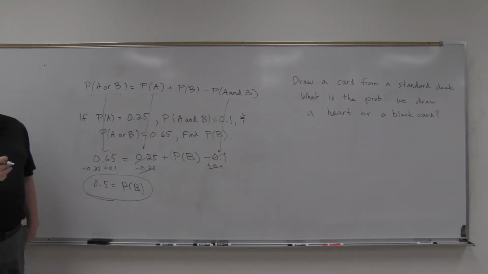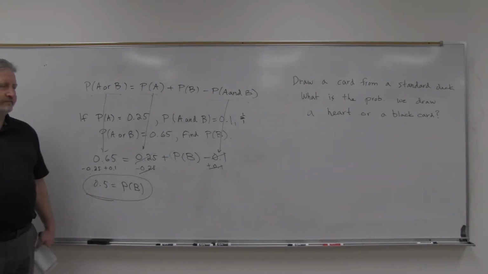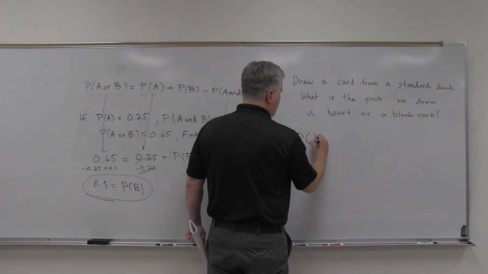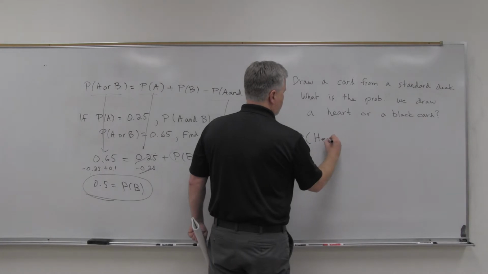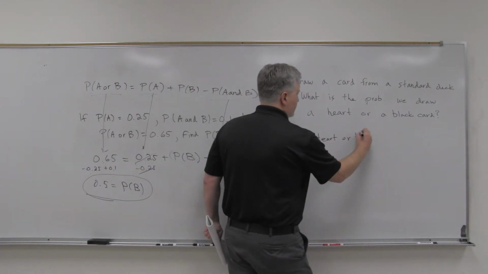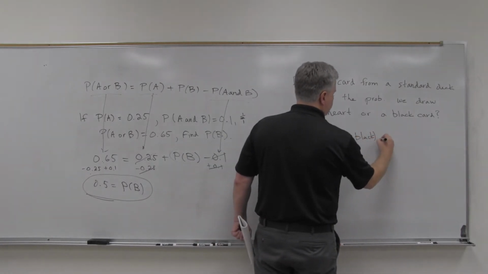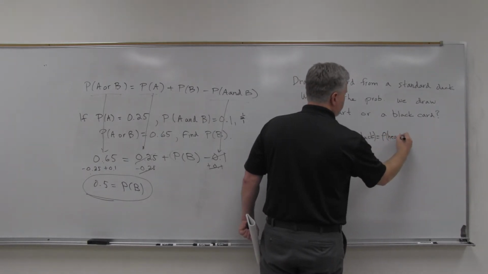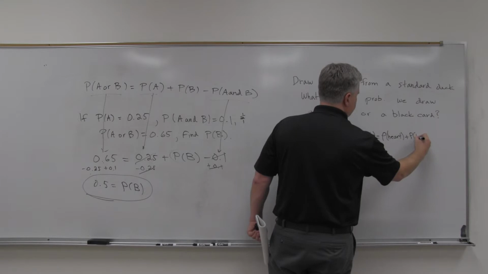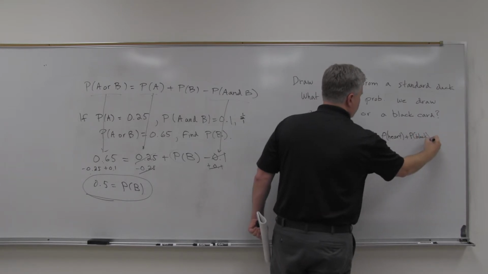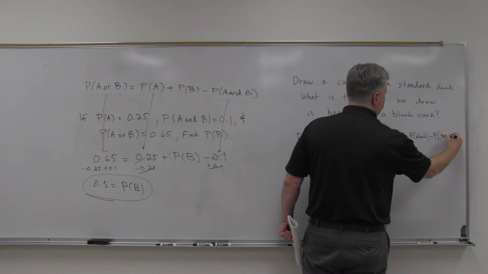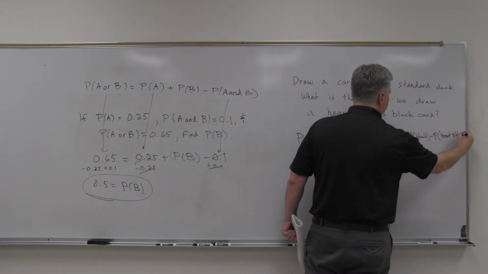This is kind of special, but we can treat it just like we have been. The probability of heart or black is the probability of heart plus the probability of black minus the probability that it's both heart and black at the same time.